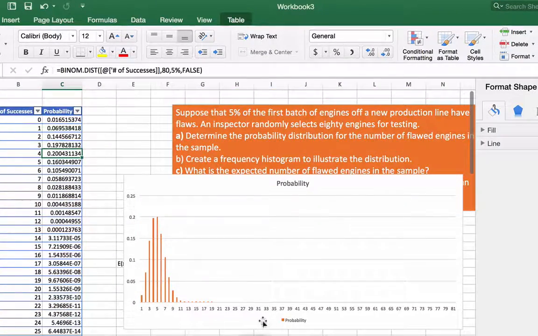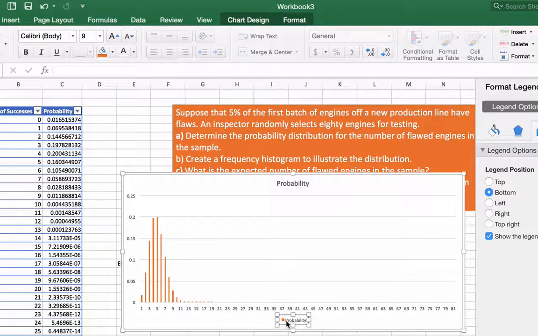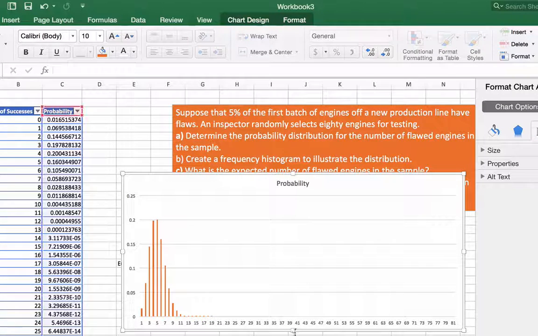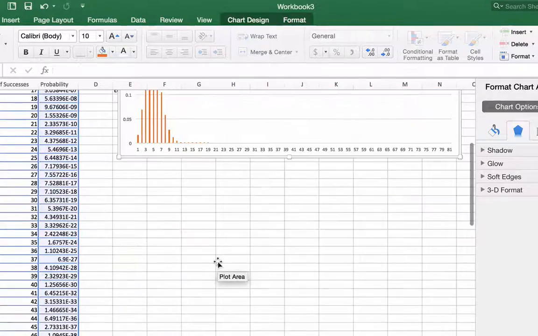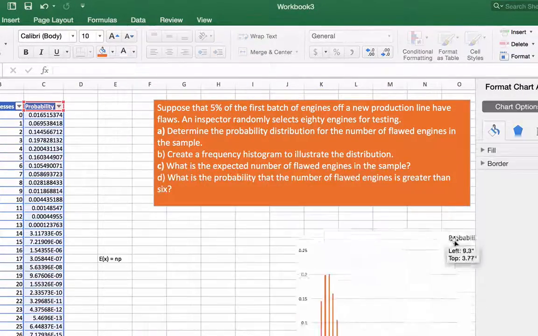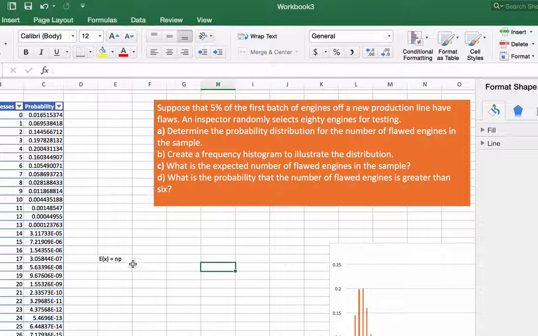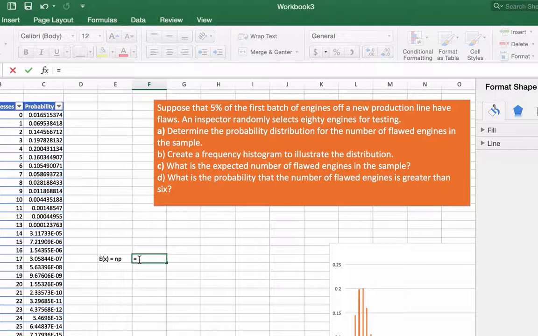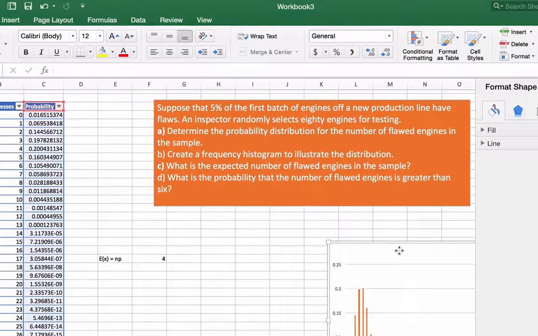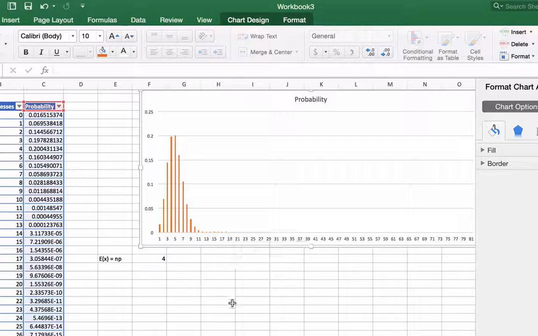So now if I want to answer the next question, which was what is the expected number of flawed engines in the sample? Well, that's going to be equal to n, which is the number of trials, which was 80, times the probability of success, which is, again, failure, which is 0.05. And so your expected value is 4. So your expected number is 4. So if 5% of the engines, the probability of failure or flaw is 5%, then out of 80 engines, you'd expect 4 to be defective.